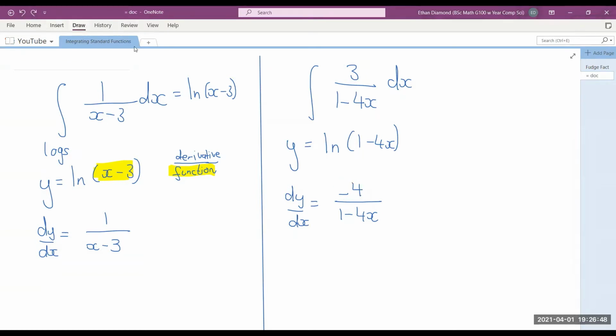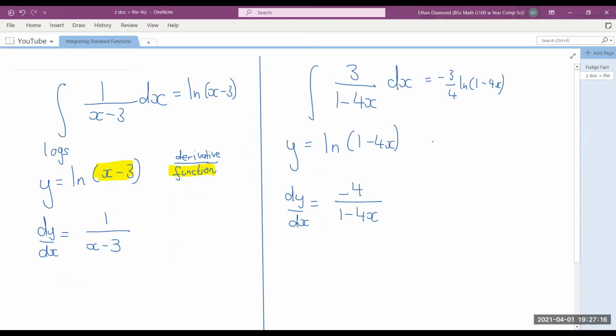So where's the fudge factor? Can you figure it out? Okay, so it's very, very simple. The fudge factor is going to be minus 3/4. So the answer is going to be minus 3/4 log (1 minus 4x). Where the hell did minus 3/4 come from?